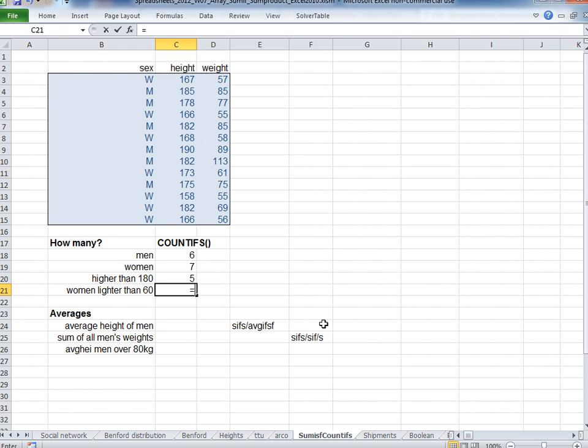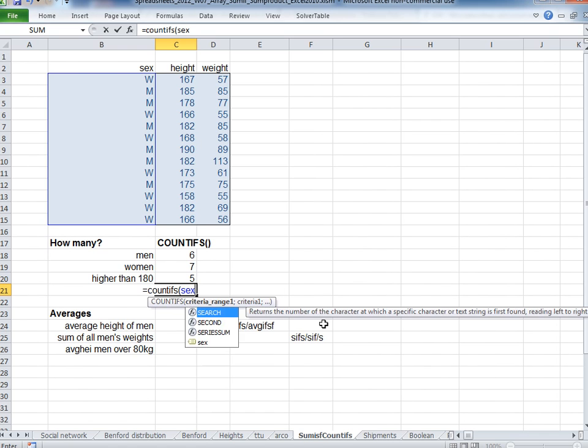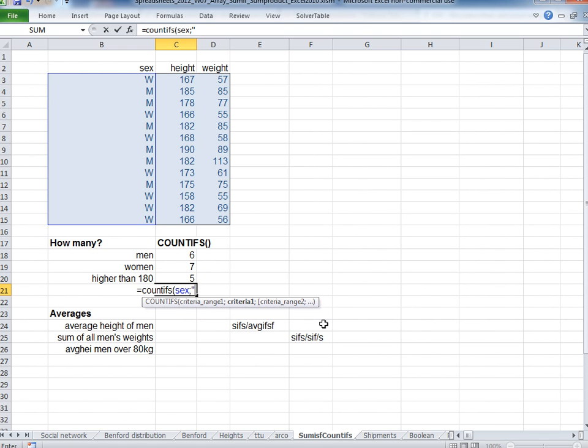So it's equals COUNTIFs. Our first criteria range is sex, semicolon, quotation marks, W. Now semicolon, and as we see, COUNTIFs actually can take many criteria from us. So the second criteria is weight, semicolon, quotation marks, smaller than 60. And we have 5 such people.